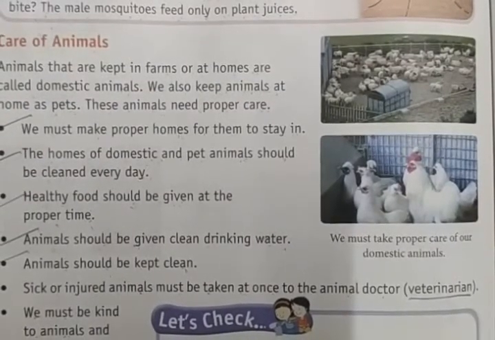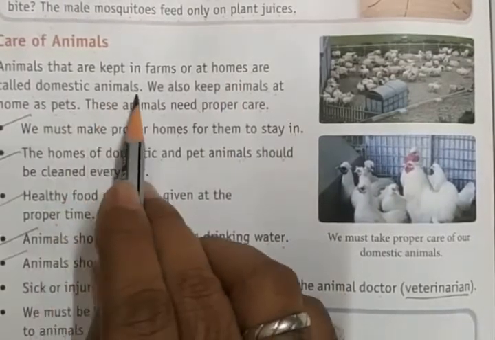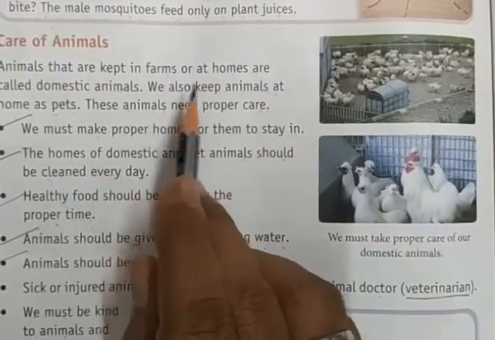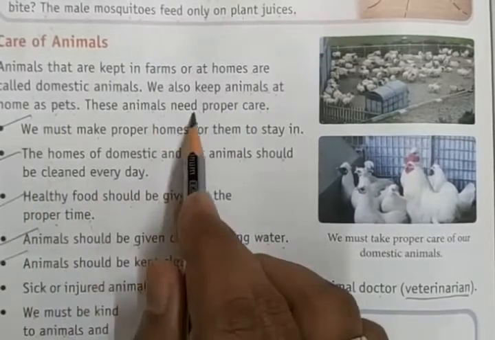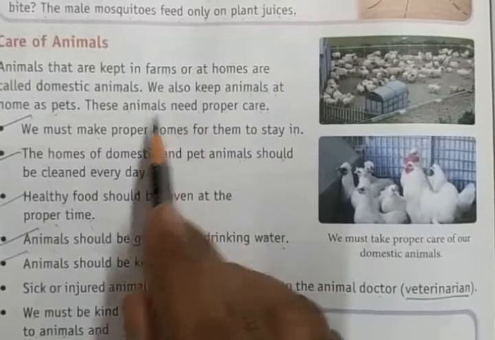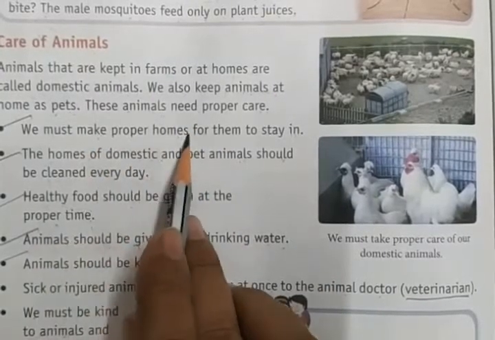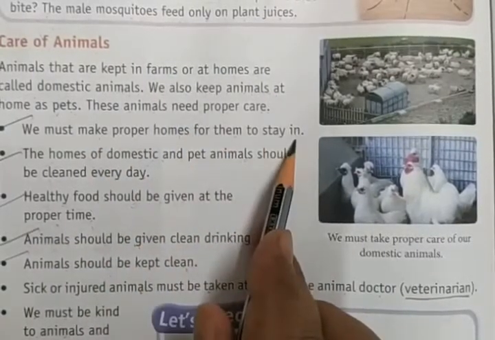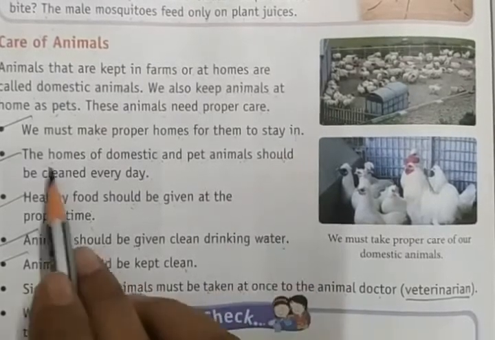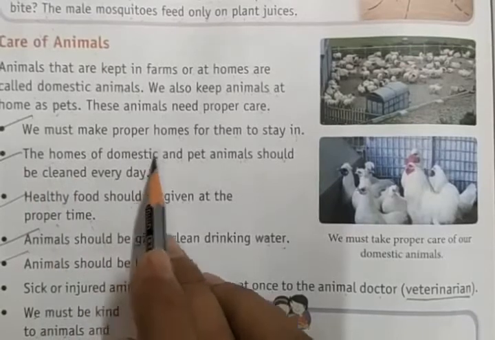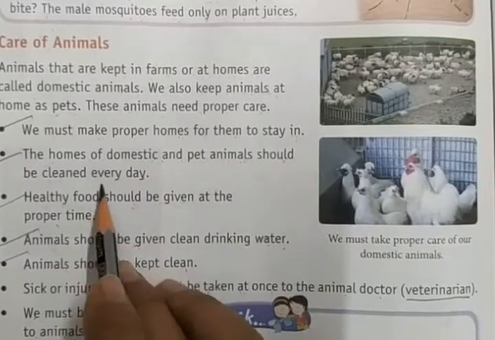So, animals that are kept in the farm or at homes are called domestic animals. We also keep animals at homes as pets. These animals need proper care. We must make proper homes for them to stay in. The homes of the domestic and the pet animals should be cleaned every day.